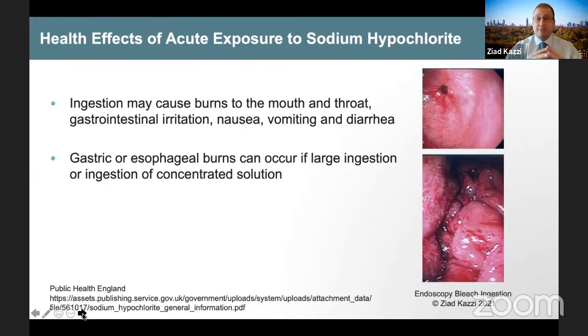And you see here one of my patients in Birmingham, Alabama, that had developed some superficial gastric ulcers or erosions after ingesting household bleach, a large amount for suicidal intent. Next.